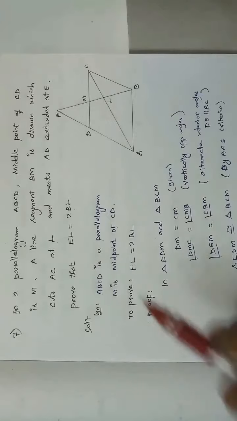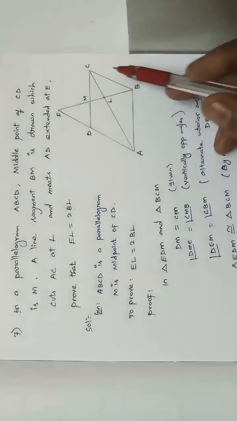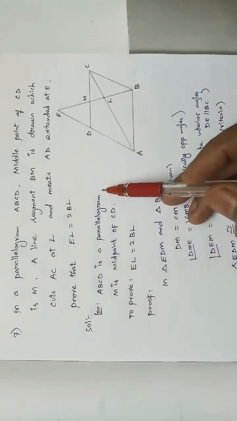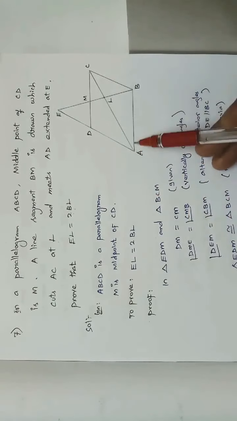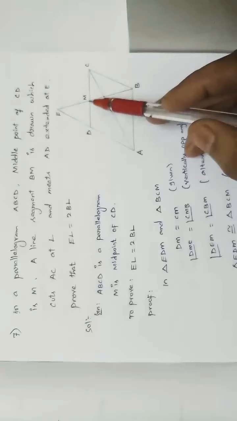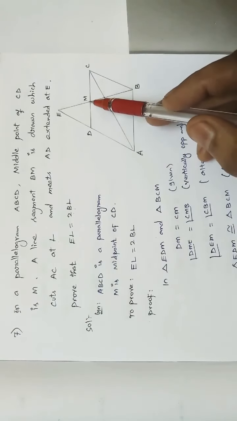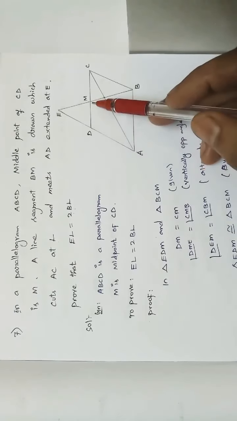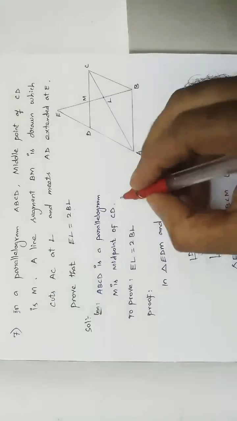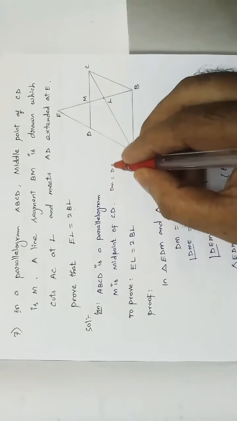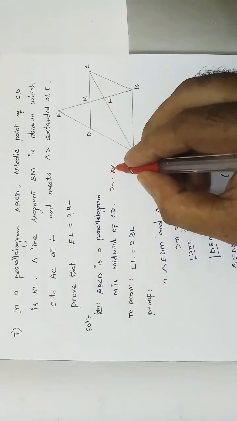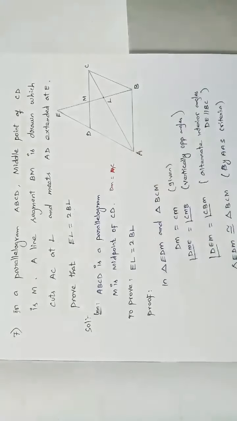So here, what are the givens we have? ABCD is a parallelogram. Parallelogram means we know that opposite sides are equal. One more given: M is the midpoint of CD. If M is the midpoint of CD, then DM is equal to MC, right? We know that DM is equal to MC.